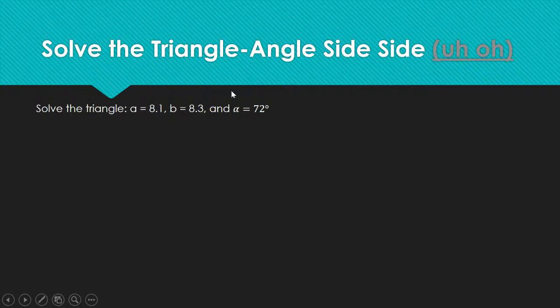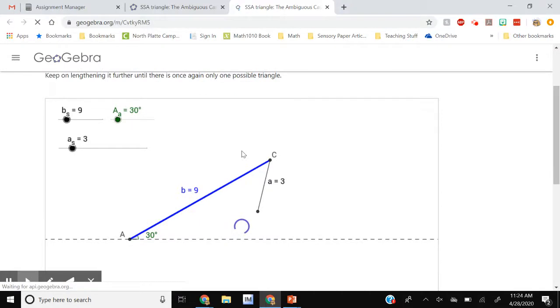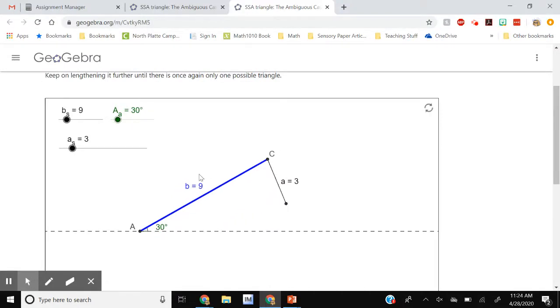So our next example is an angle side side. Angle side side makes the bad word. That's why it says uh-oh here. And this creates what we call the ambiguous case. So when we get the ambiguous case, that is going to create the possibility of two triangles. And so I want to show you why this happens.